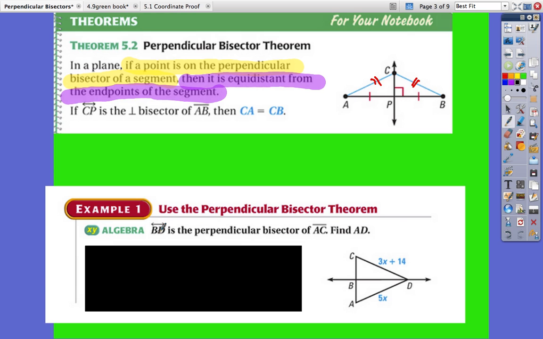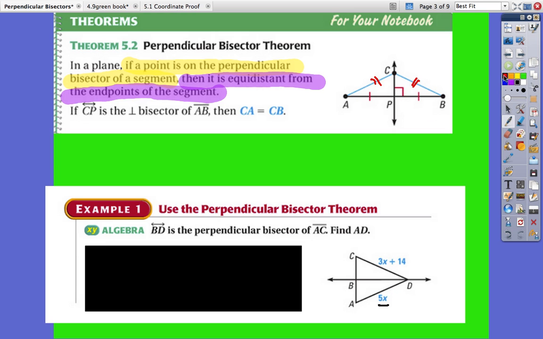BD, or line BD, is the perpendicular bisector of segment AC. So segment AC is right here. Line BD is right here. And line BD is the perpendicular bisector. They want us to find AD. That means the length of AD. Well, if you notice, AD right now is 5x. So really what we need to do is find out what the value of x is.